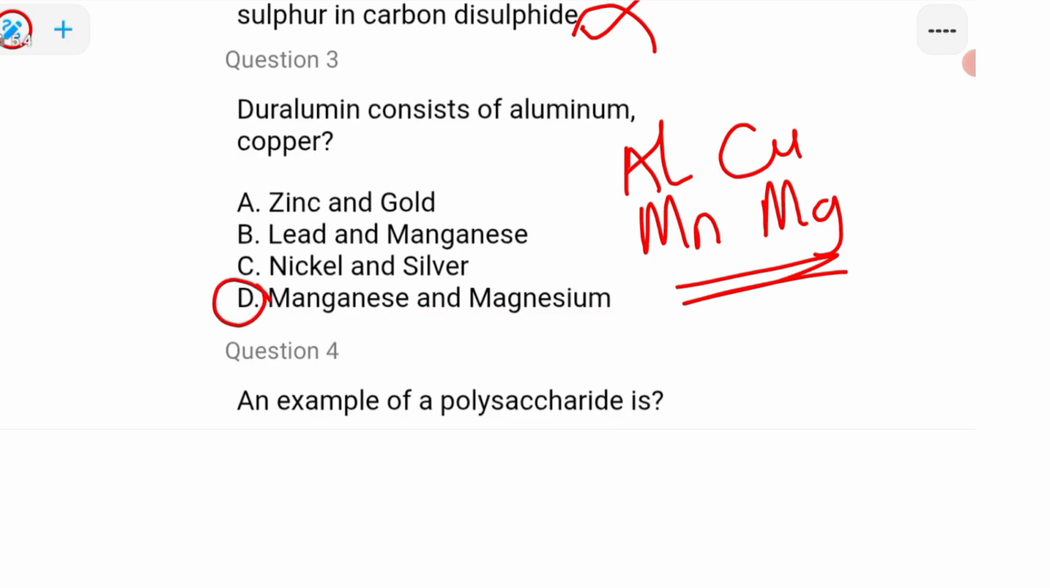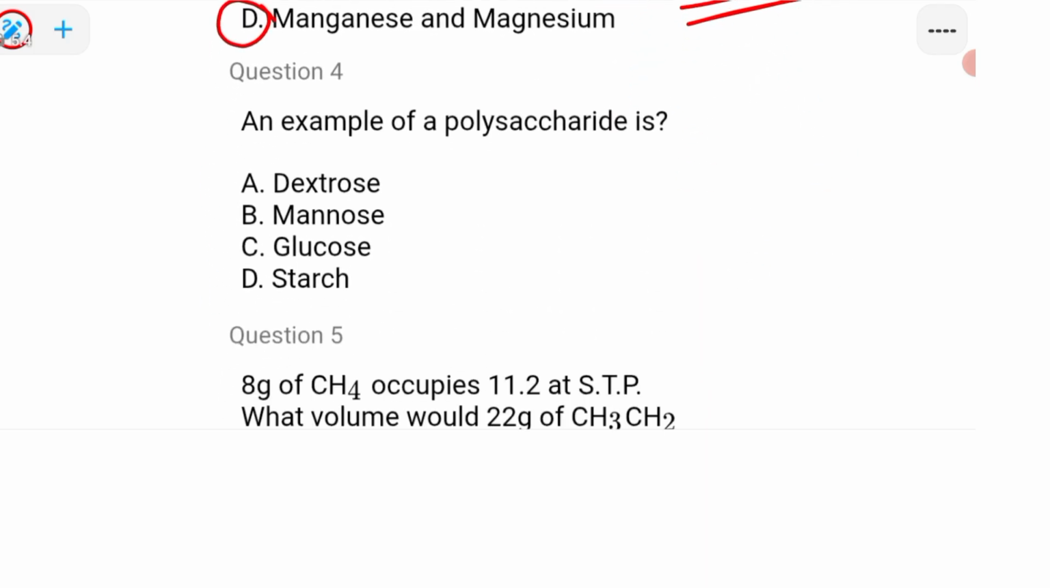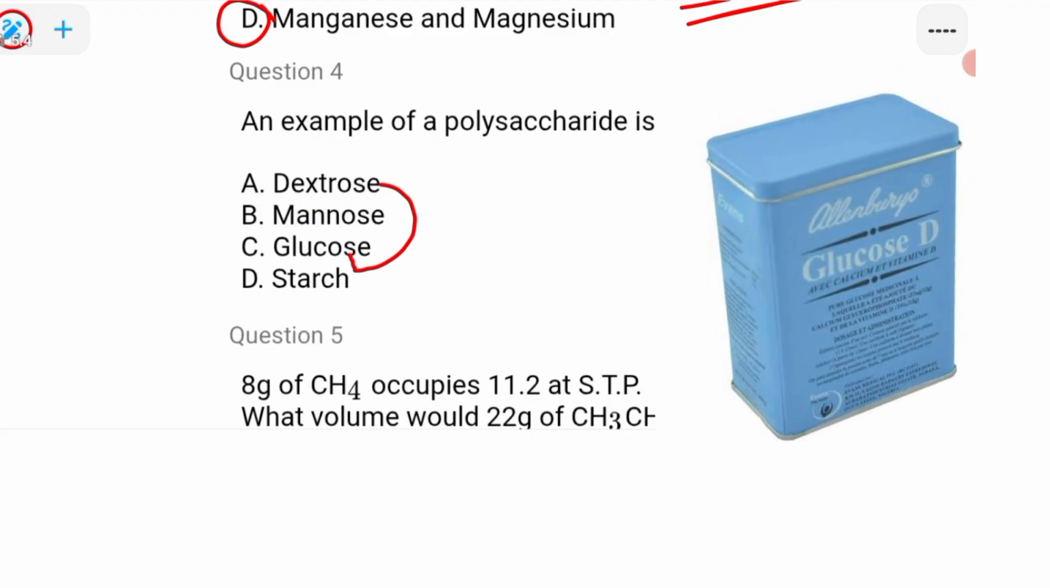That's option D. An example of a polysaccharide is, so polysaccharides are complex sugars, complex carbohydrates. Then there's one called monosaccharides, which are simple sugars. So let's check the options one by one. We have dextrose. Dextrose is another name for glucose. These two have the same name. Glucose is a simple sugar.